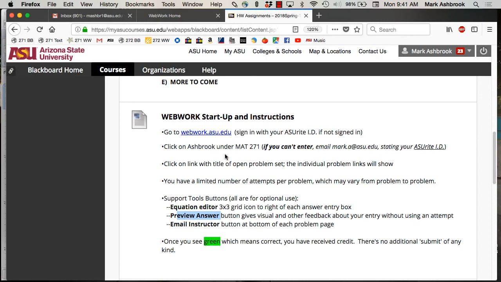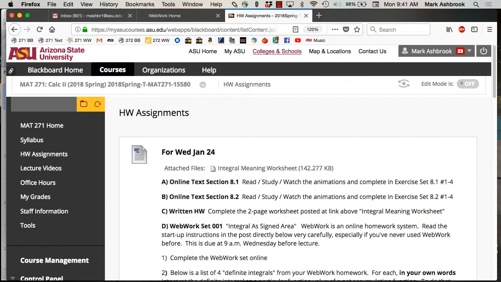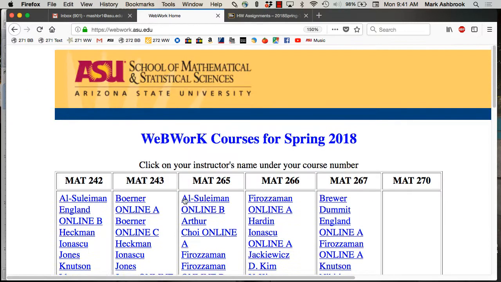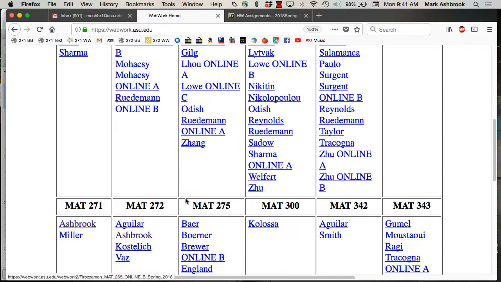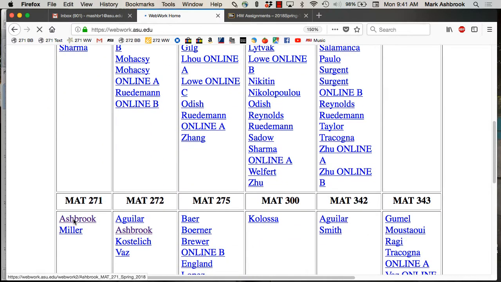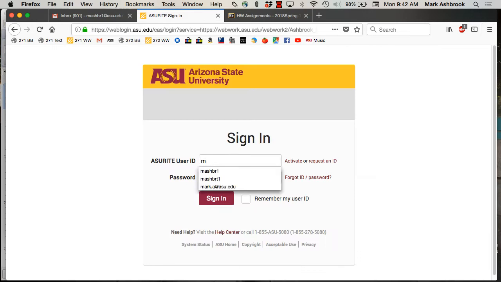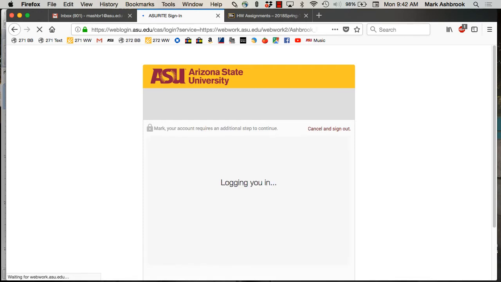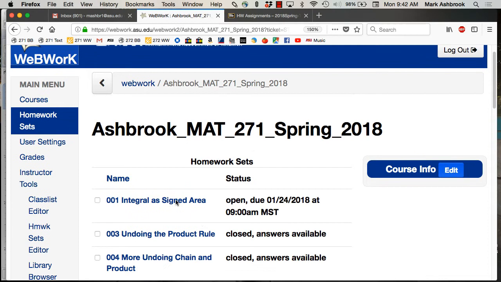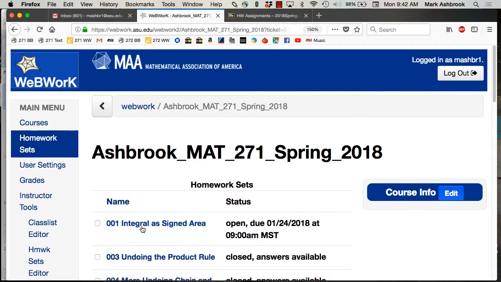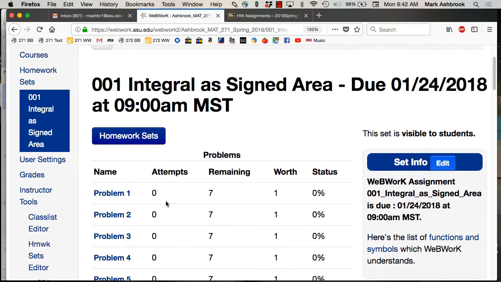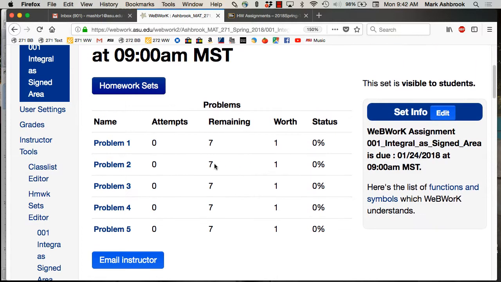So that's below Wednesday's homework post. It gives you all the basics for getting started and getting going in it. But it looks like this. Make sure you go to 271, not 272. Sign in. And you'll only see one thing: integral as signed area. Click on that. You've got 5 problems. It'll show you how many attempts you have remaining. For multiple choice, matching, true-false type questions, there'll be fewer attempts, so be aware of that.